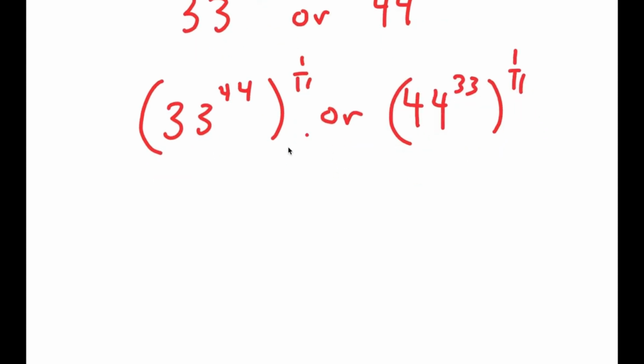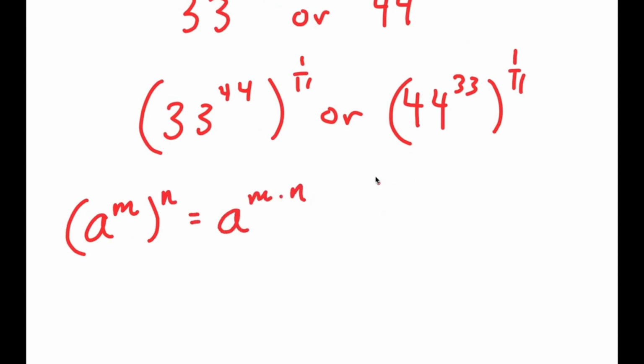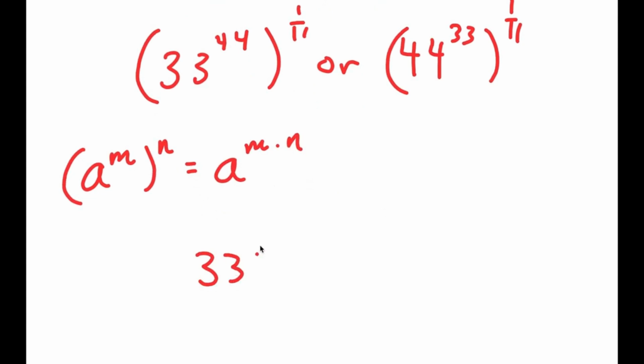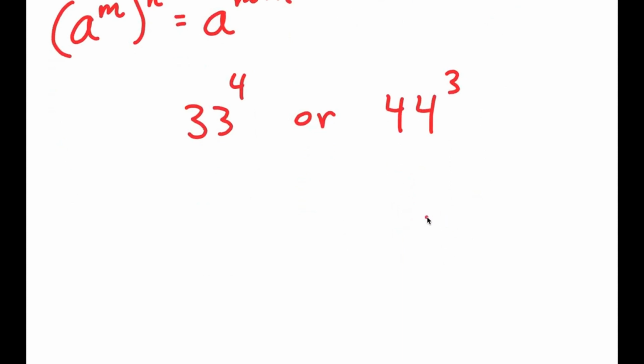And the reason I'm doing this is so I can use the property a to the power of m to the power of n is equal to a to the power of m times n. So this turns into 33 to the power of 44 over 11, which is equal to 33 to the power of 4. And I also have 44 to the power of 33 over 11, which is equal to 44 to the power of 3.